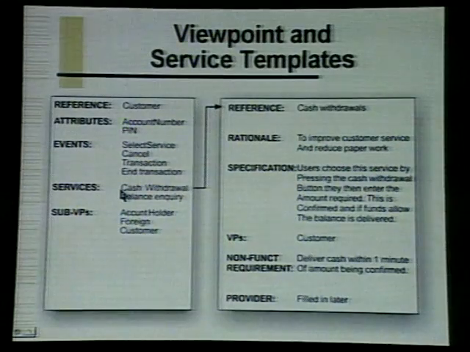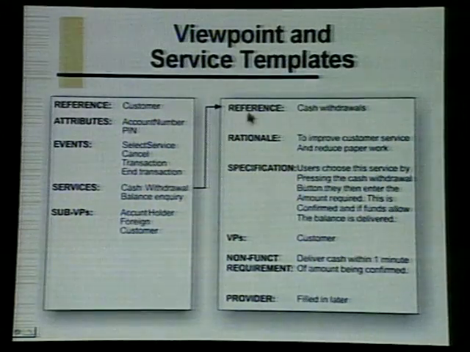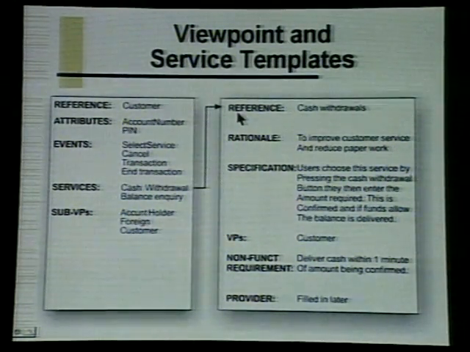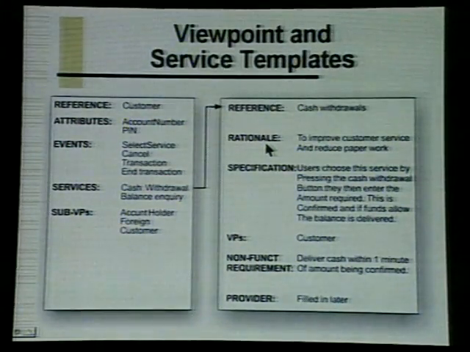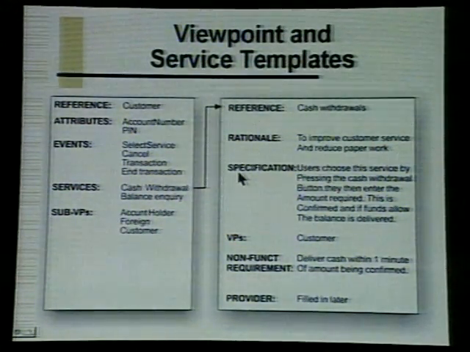Then, for each service, we have to complete another template. One example is the template we have written here for the cash withdrawal service. We have to mention the rationale, that is, why this service is really required. In our case, we have written: to improve customer service and reduce paperwork. Then a complete specification of that service should be given, describing how this service will be implemented. We will talk about requirement specification and how specifications are written in much more detail in the coming programs.